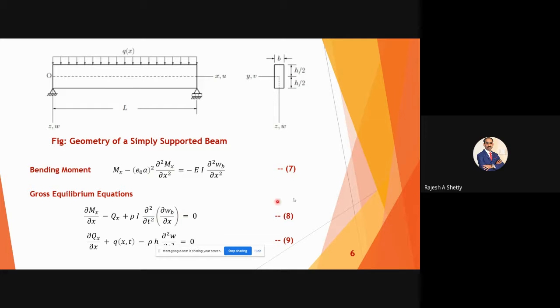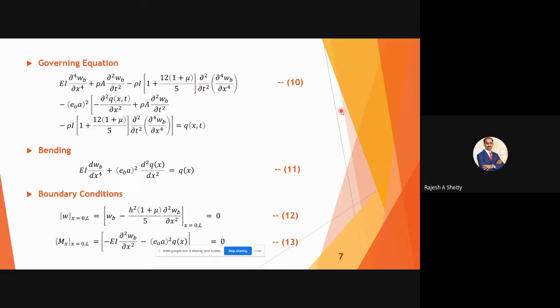Okay, next we have equations 8 and 9. These are the gross equilibrium equations. These equations we have seen in our conventional theories also. So these equilibrium equations are written in terms of bending moment, shear force and the applied load. Here Q is the applied load and Mx is the bending moment and Qx is the shear force. Okay, these equilibrium equations are used to derive the governing differential equation. That is, we can see in the next page.